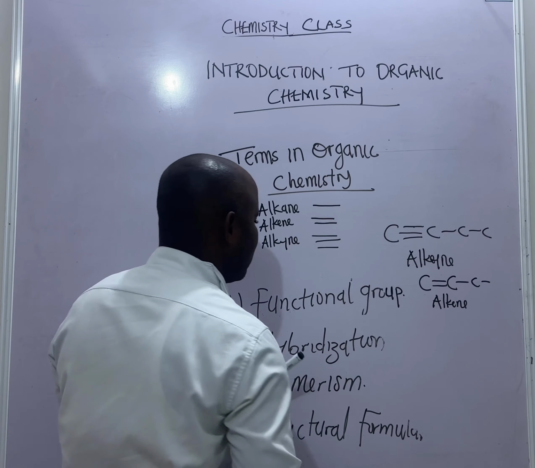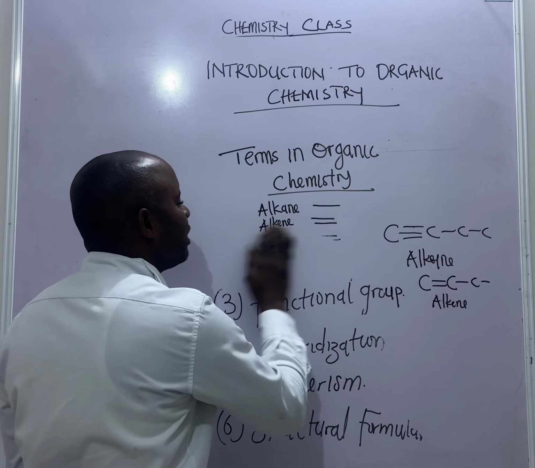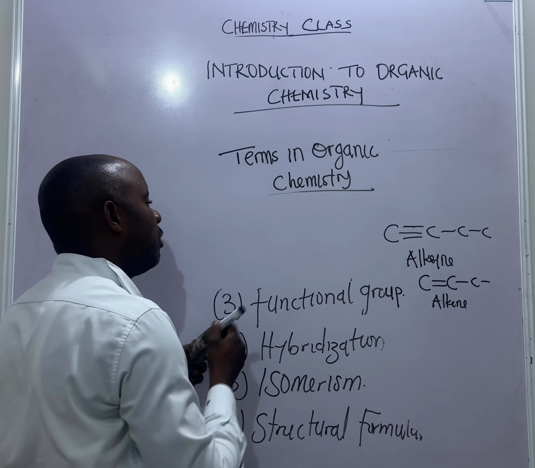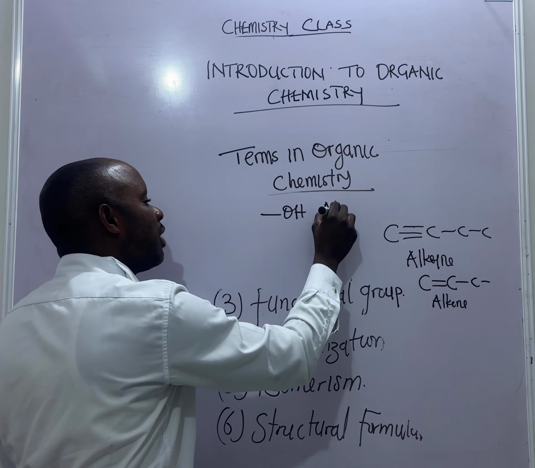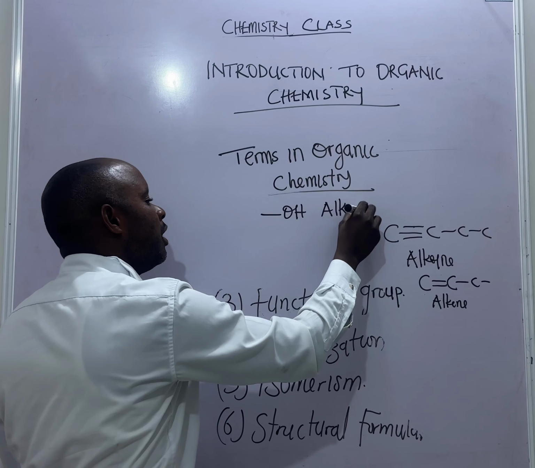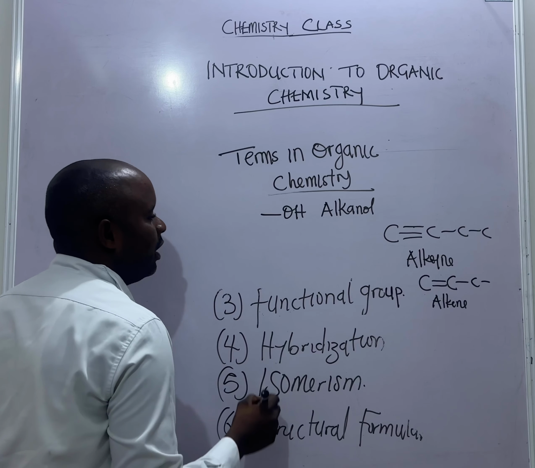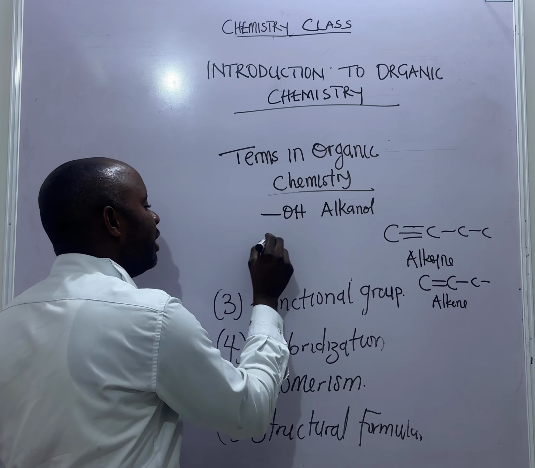So the next one, let's talk about each of these functional groups. We should have something like this: OH. This is known as the alkanol family. So we should have something like a C.